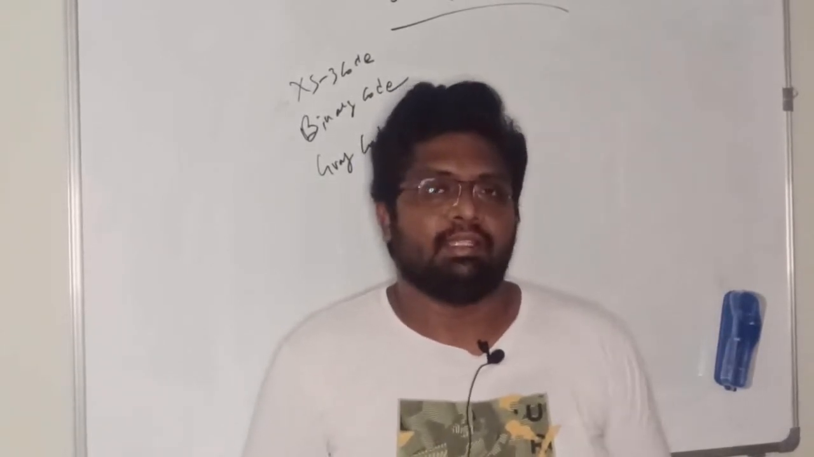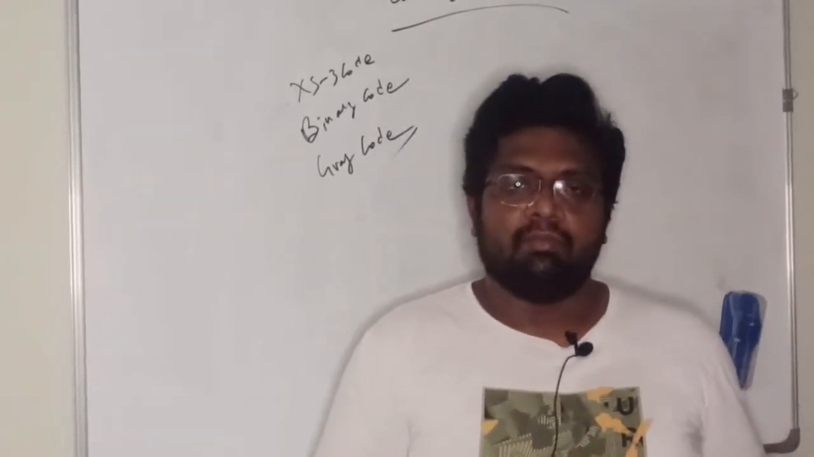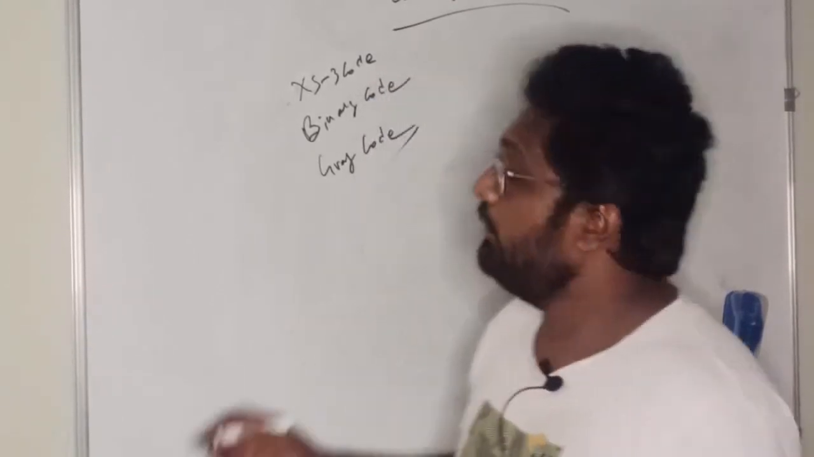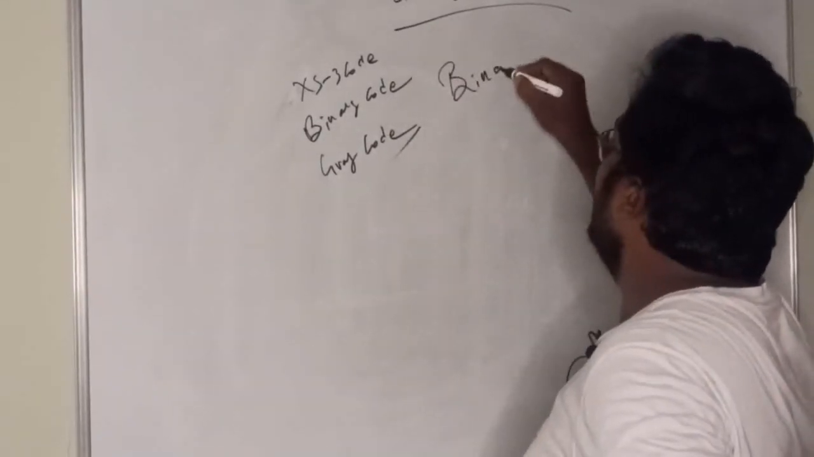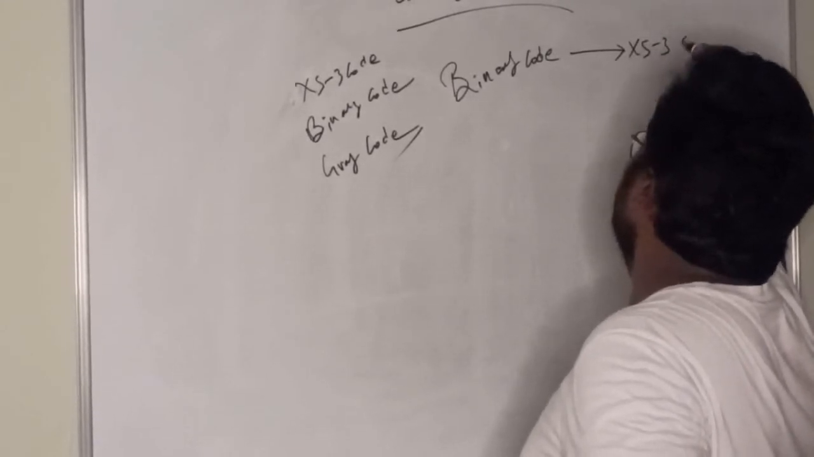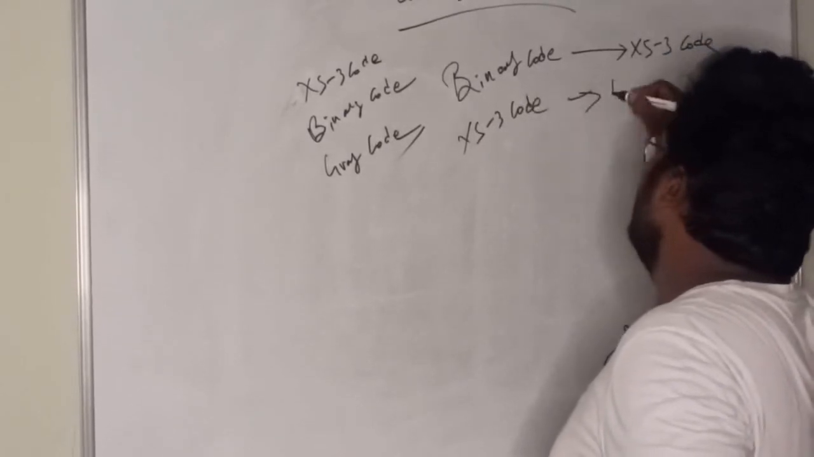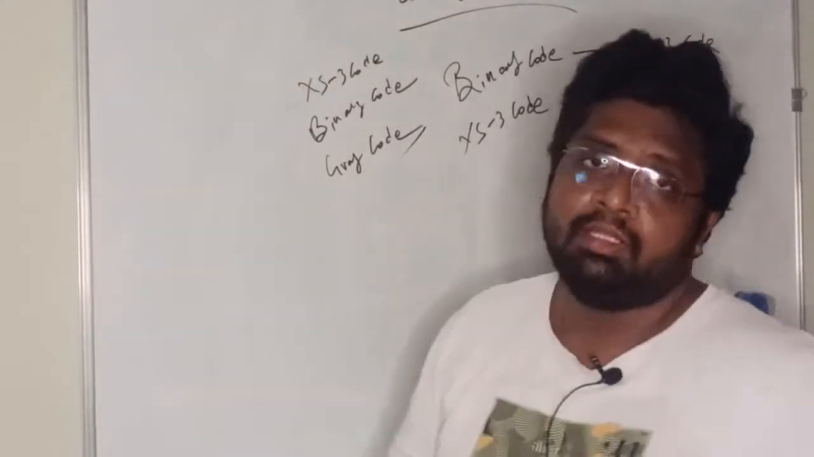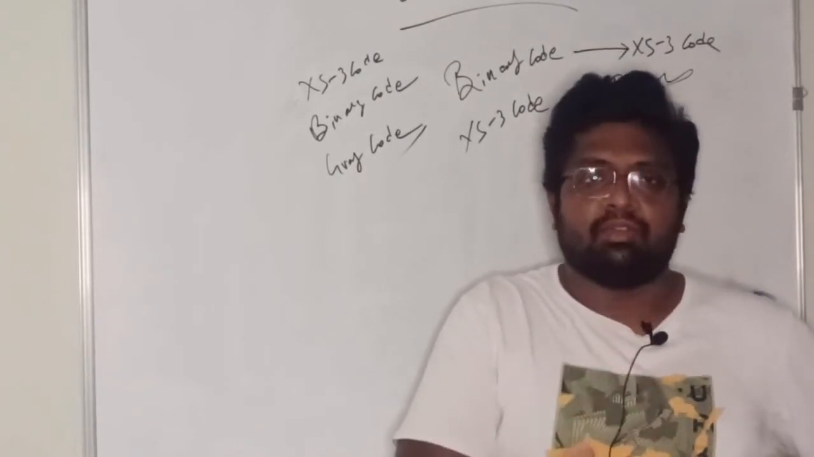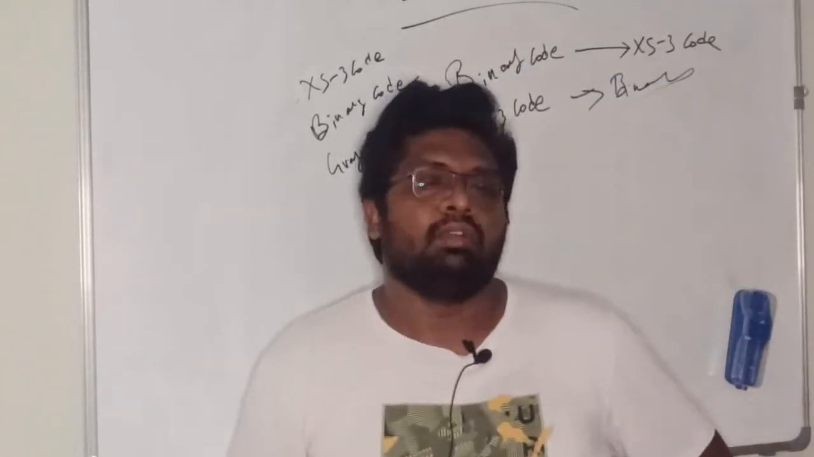A code converter is a combinational logic circuit with which we change the inputs. For example, if you are given a binary code and you are converting that binary code to XS3 code, or if you are given an XS3 code, we will be converting it to binary code. That is, a code converter converts the given input binary code to the given output code, right?